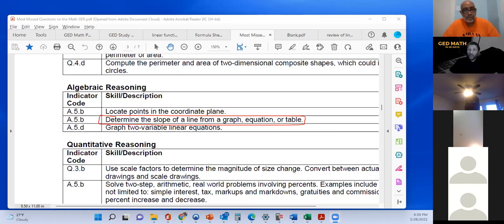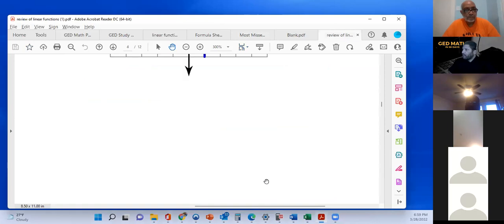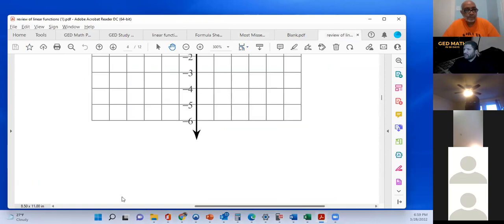Okay, so this is why we're going over it over and over and over again. So now let me go back to that review sheet, and let's make sure we understand parallel and perpendicular lines. Well, first of all, what is a parallel line?